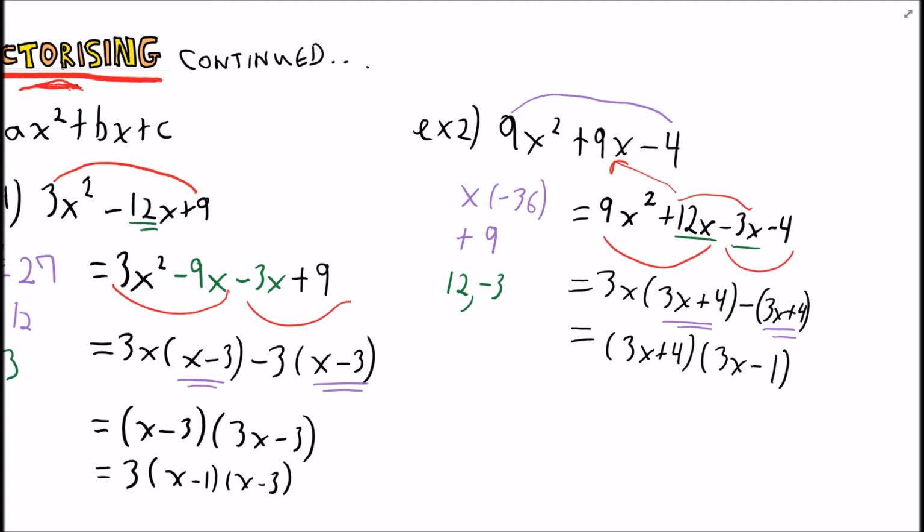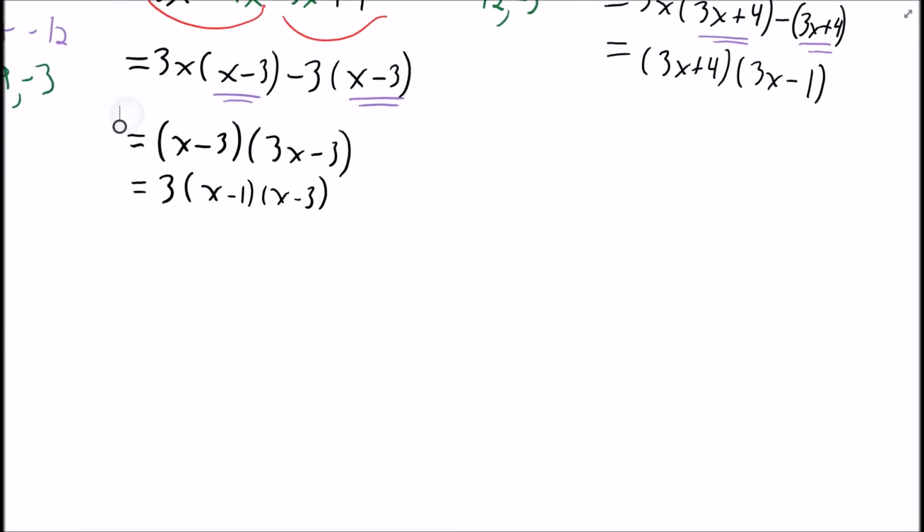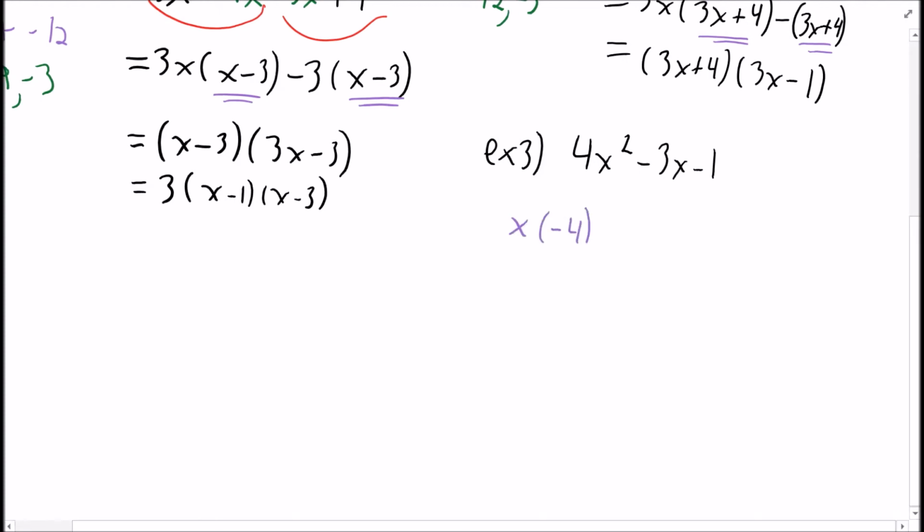Let's do one more like that. Example 3. So we've got 4x squared minus 3x minus 1. Okay, so this time I want to know what multiplies to 4 times negative 1, which is negative 4, and what adds to negative 3.